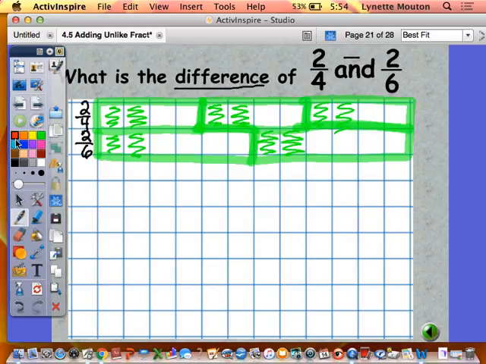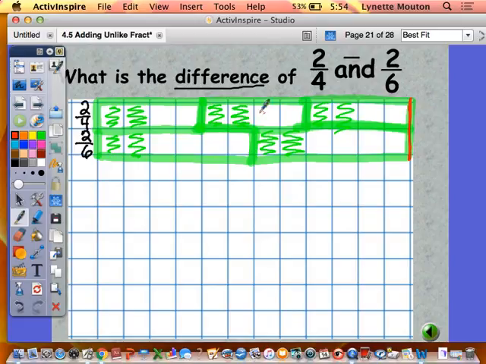And now we have 2 logs that are the same length, which means they have the same denominator. That was our whole objective, is to get them to have the same denominator because we cannot add or subtract without the same denominator.